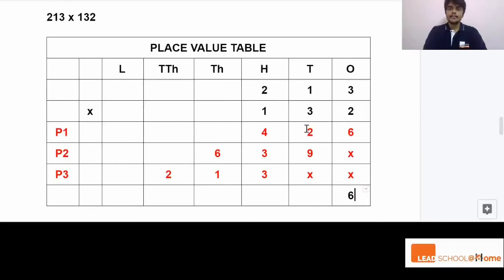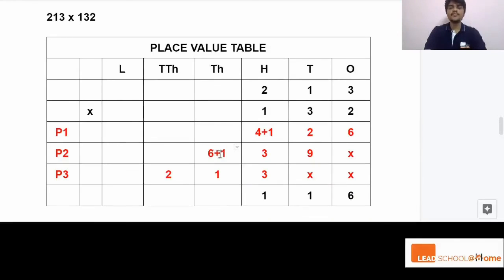Next I will add the tens place. 2 plus 9 is 11. So I will write 1 and 1 will become a carry for me. Now let me go to the hundreds place. 4 plus 1 is 5. 5 plus 3 is 8. 8 plus 3 is 11. Again I will write 1, and 1 will become a carry to the thousands place.